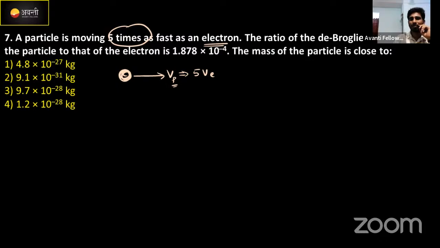The ratio of the de Broglie wavelength of the particle to that of the electron is given as 1.878 into 10 to the power of -4. The mass of the particle is closer to, meaning you need to find out the mass of that particle. Wonderful question. Okay, find it out quickly.